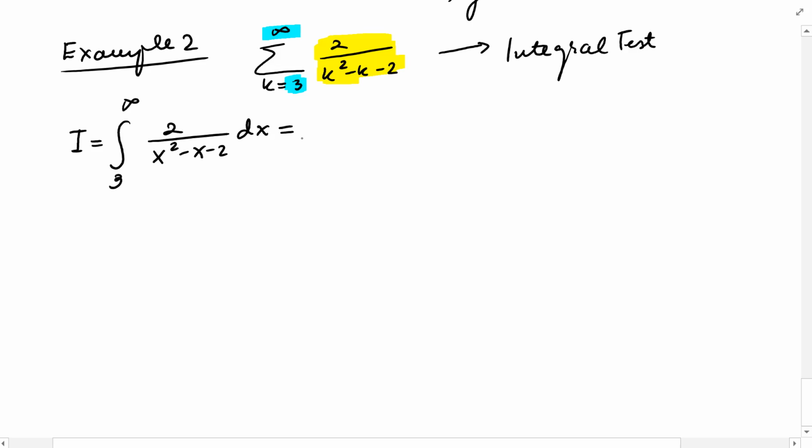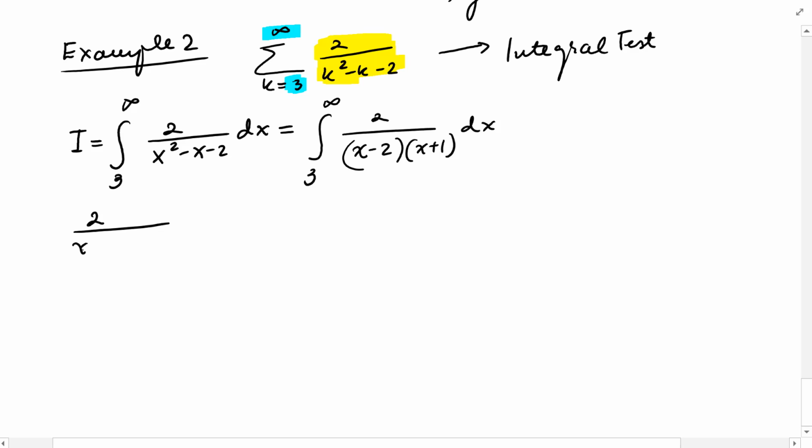So we ended up with an improper integral, and I can factor the denominator as (x minus 2) times (x plus 1) dx. We have a partial fraction, which means I'm going to rewrite 2 over (x minus 2)(x plus 1), trying to separate it into two fractions. So this is A over x minus 2 plus B over x plus 1. Pause my video and try to find A and B yourselves.